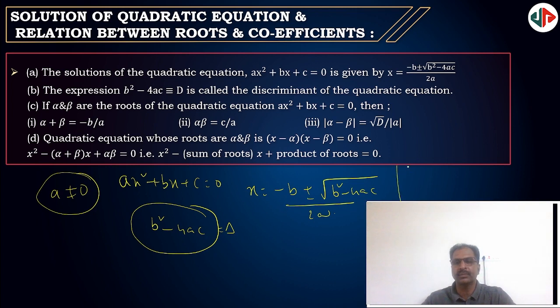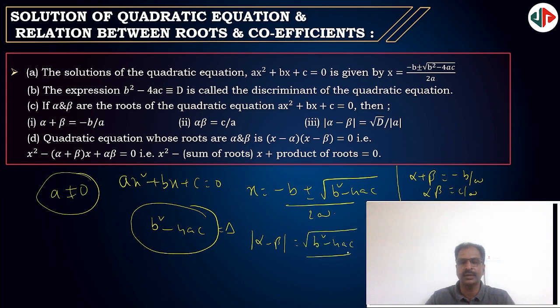And we know that sum of roots of quadratic equation, suppose if alpha and beta are the roots, sum of roots is minus b by a, product of roots is c by a, and the difference between the roots under root b square minus 4ac by mod a. That b square minus 4ac is nothing but delta. So root delta by mod a. See, discriminant is denoted with either delta or with the capital letter D. Both are same. Both represent discriminant.